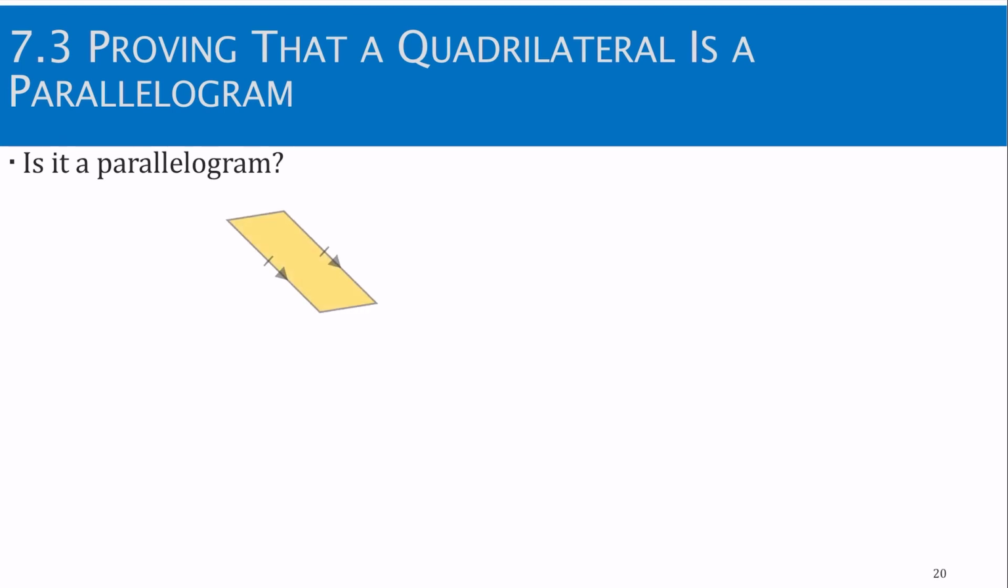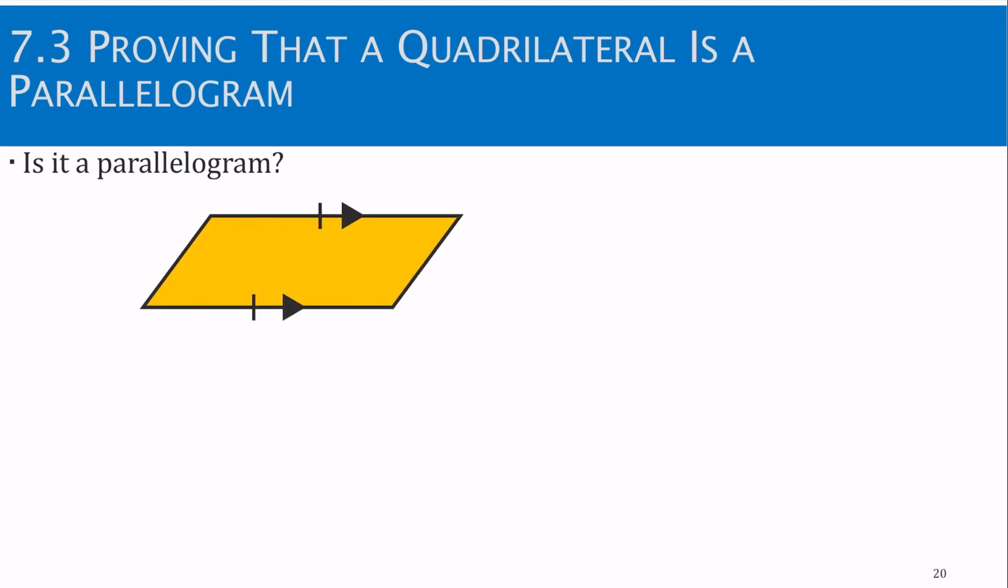So, is this a parallelogram? Well, the arrows mean parallel. The little lines mean congruent. So I have one pair of opposite sides parallel and congruent. Is that enough? So yes, it is a parallelogram.